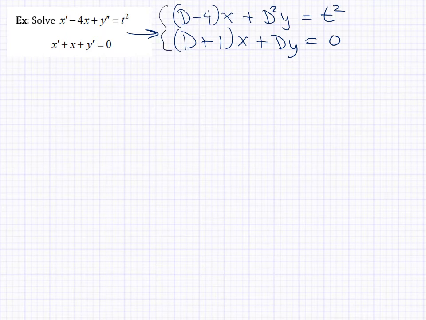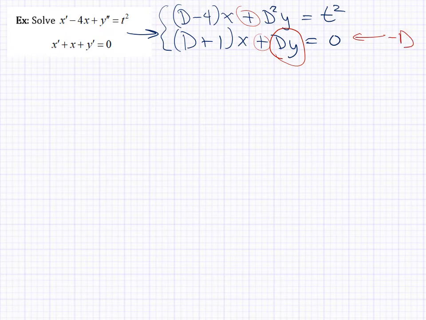Next thing I want to do is eliminate one of these variables. Doesn't matter which one we do first, we're going to eliminate both of them. So let's eliminate, let's say, the y's. That's a pretty easy one. If I operate this with a D, they'll have D squared and D squared. I just need to switch the sign of one of them to be a minus, and then I'm done. So I'm going to operate this second equation with a negative D.